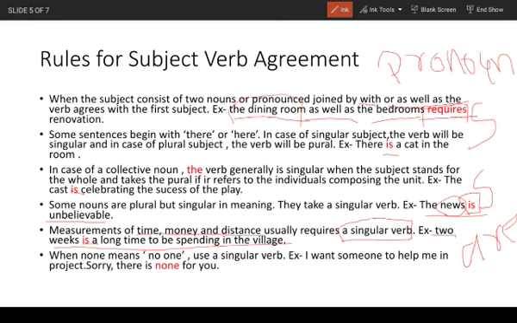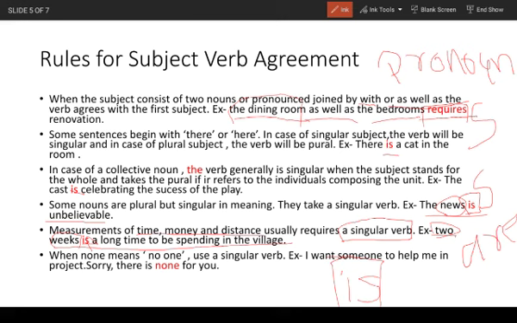So here we have used "is", because here a measurement of time is done, not two weeks. Suppose I am saying 50 rupees is enough for me. So here a measurement of money is there. That's why we have used "is". And it's a singular verb.